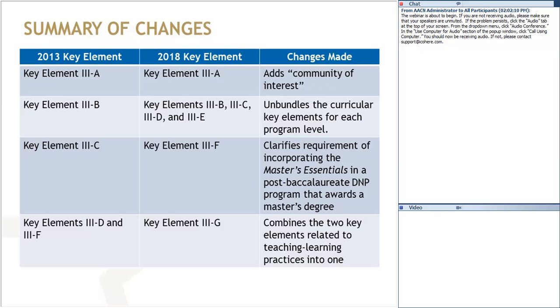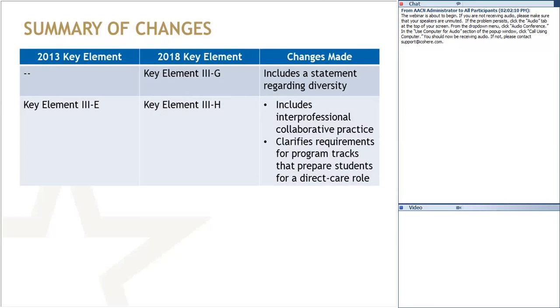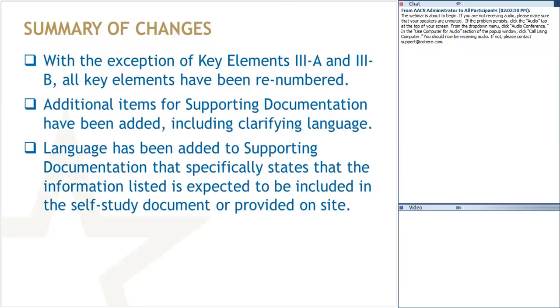Key element 3C is now 3F, so you'll see renumbering. There's some clarification there about the Master's Essentials in the DNP program, and again, we'll go into more detail. Key elements 3D and 3F are now combined into 3G, and we'll provide more detail. Finally, key element 3E is now the new 3H, and we have included constructs related to interprofessional collaborative practice, and it does clarify requirements for program tracks that prepare students for a direct care role. So that's a summary.